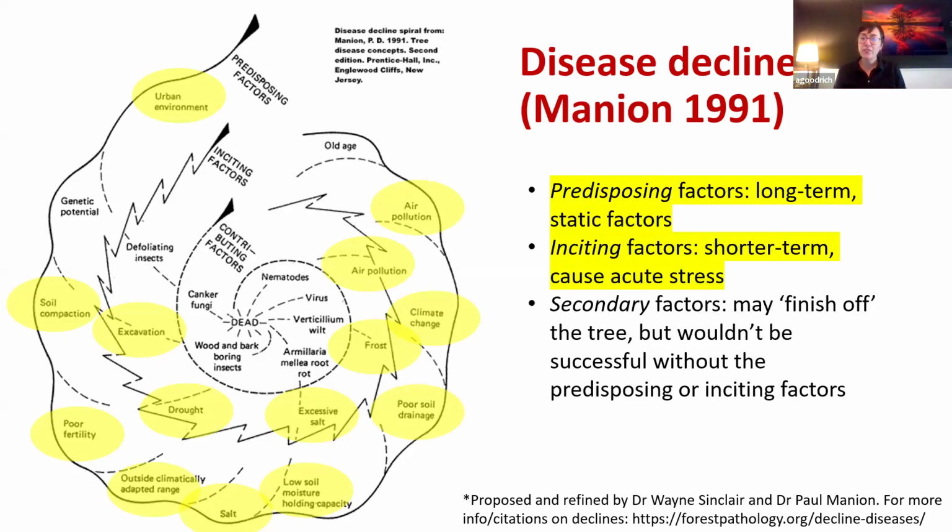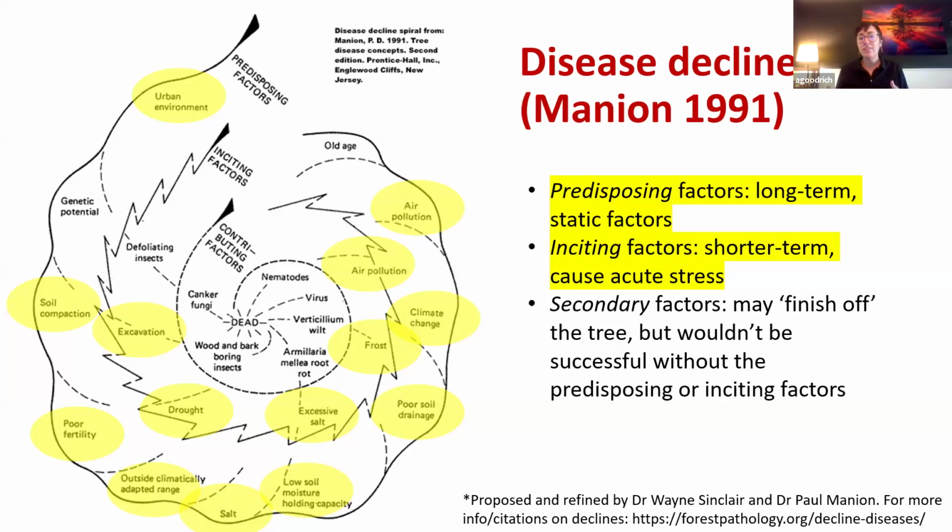Those predisposing factors are these long-term static factors. So those might be things like a tree's climate, a tree's long-term site, whether it lives on a ridge top or in a valley bottom. So these are longer term static things that the tree is exposed to.